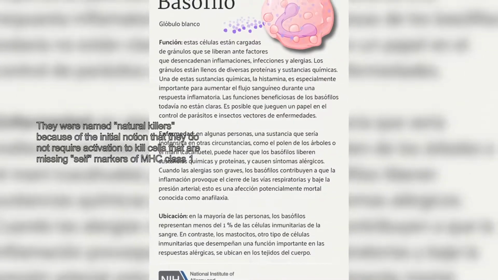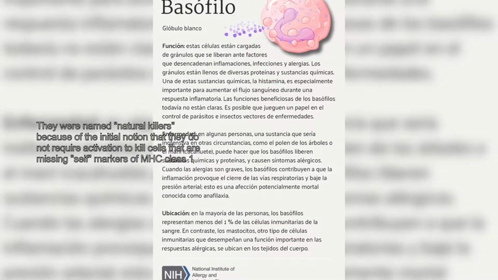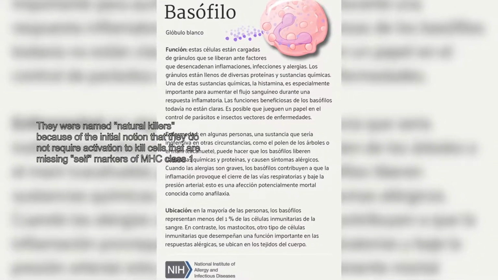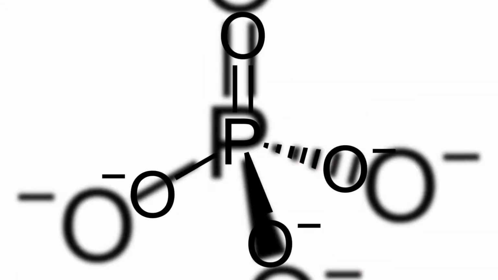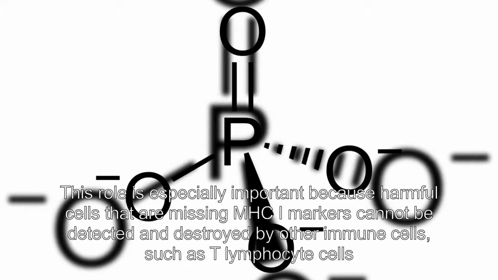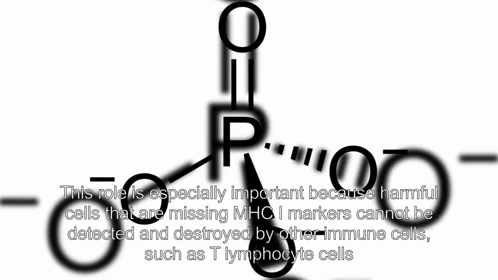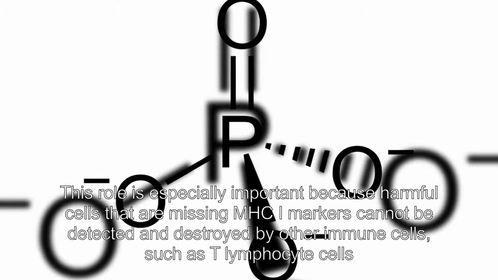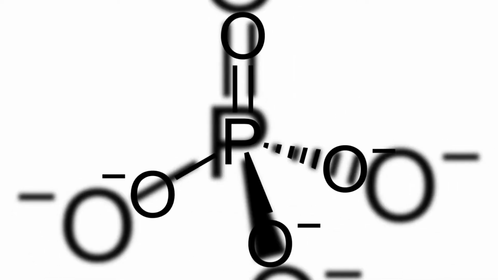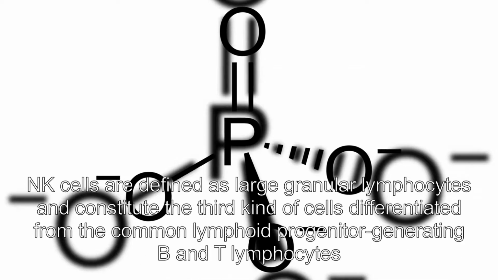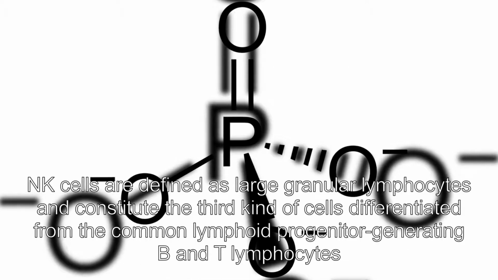They were named natural killers because of the initial notion that they do not require activation to kill cells that are missing self-markers of MHC class I. This role is especially important because harmful cells that are missing MHC I markers cannot be detected and destroyed by other immune cells, such as T lymphocyte cells.